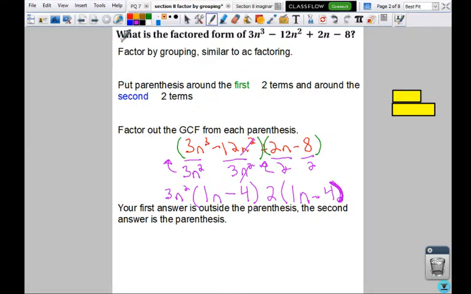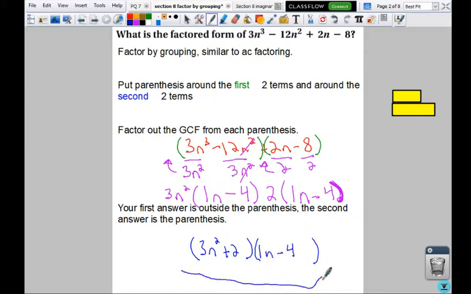And then it's just like step 4. I'm going to get 2 parentheses for my answer. My first parenthesis is from the stuff on the outside. So 3n squared, and then I got plus 2. And then I have a 1n minus 4, and that's my final answer.